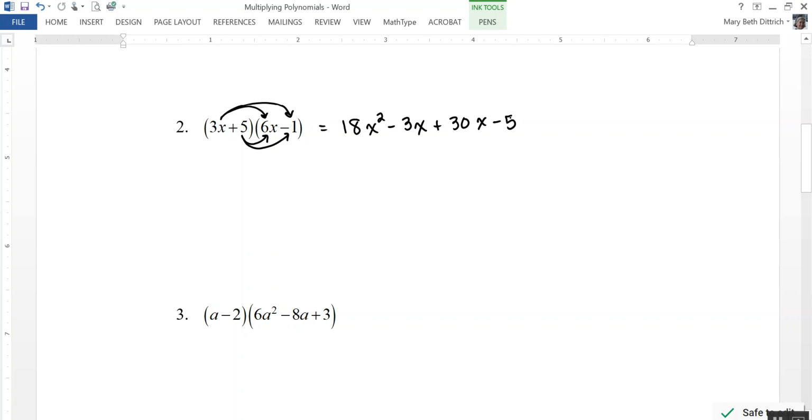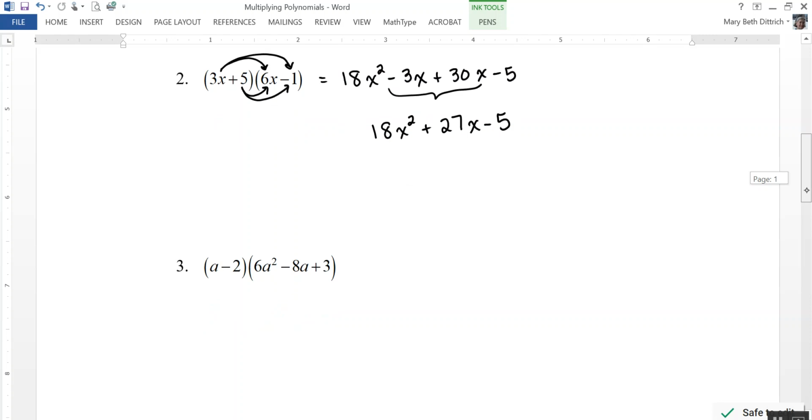Now I do have some like terms to combine, these here in the middle. So my final answer is going to be 18x squared, and negative 3x plus 30x is a positive 27x, minus 5. And that's my final answer.